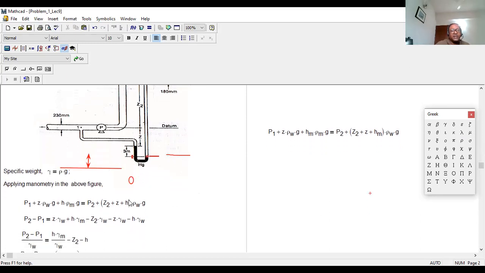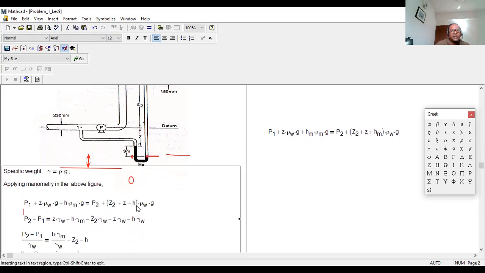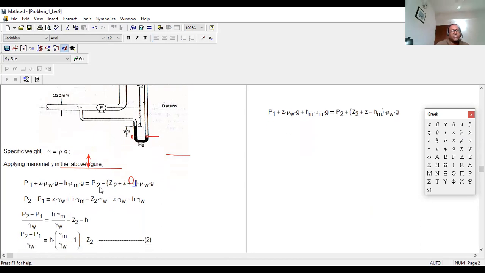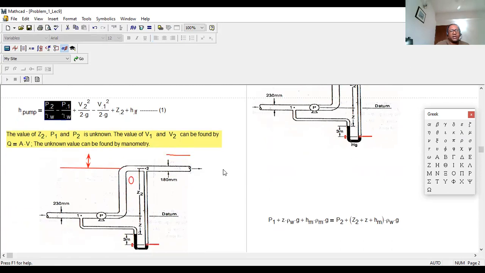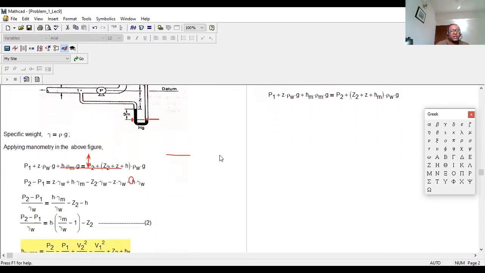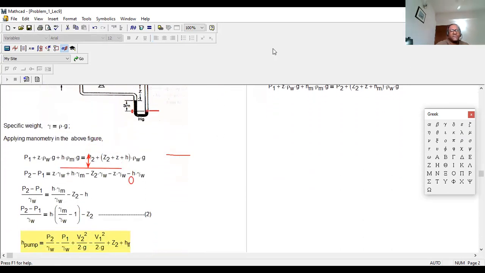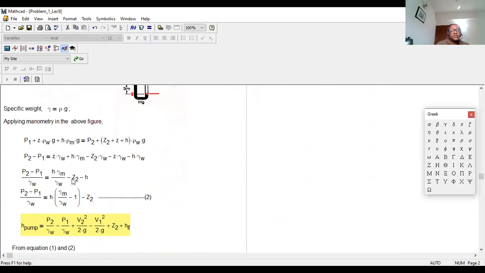Same thing we did over here. Instead of HM, I just put H over here. Okay. Then you simplify. From here, you figure out P2 minus P1. That means you need to figure out this value, P2 minus P1 divided by gamma W. So after you simplify from this equation, you will see that the value of Z will drop out because Z is on both sides.